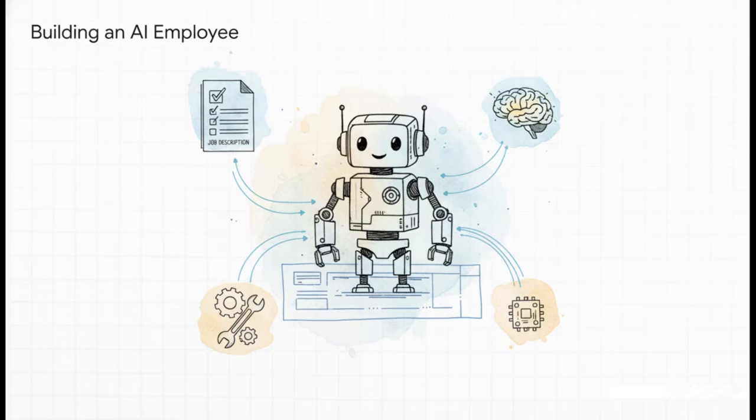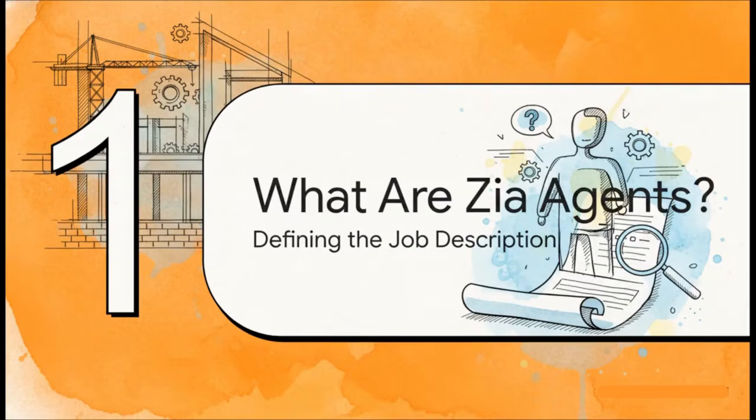And just like any new hire, it needs three essential things: a clear job description, the right knowledge to draw from, and the right tools to actually do its job. So let's start with that very first step. Before you can build anything, you have to know what it's for. You've got to write its job description.